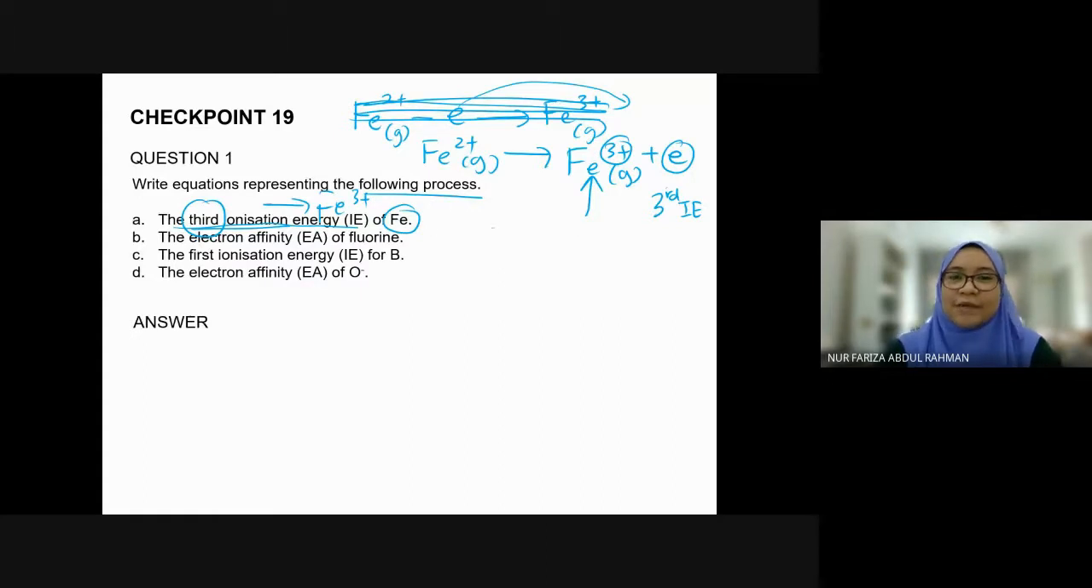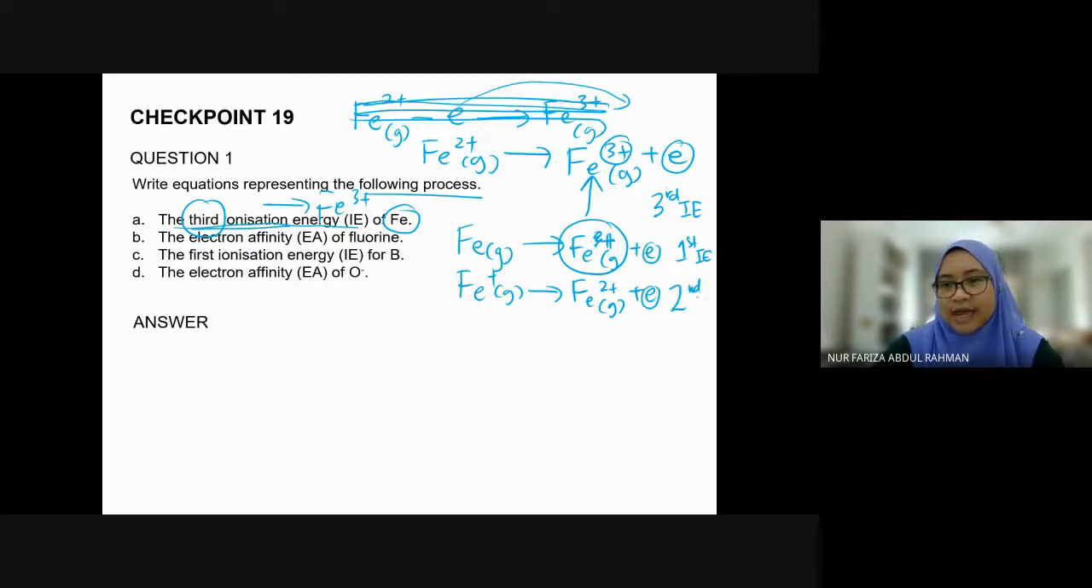You remove the electron, so the products are the ion and also one electron. If you are not familiar, that means you have to start from the beginning. Fe in gas state, remove an electron, it becomes Fe+ in gas, plus an electron. So this is the first IE. And for the second IE, we take Fe+ in gas state becoming Fe2+ in gas state plus electron. You can see one electron each time.